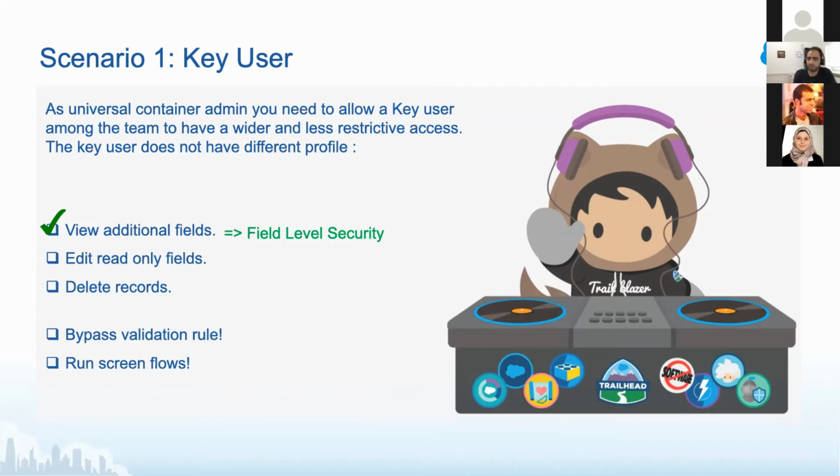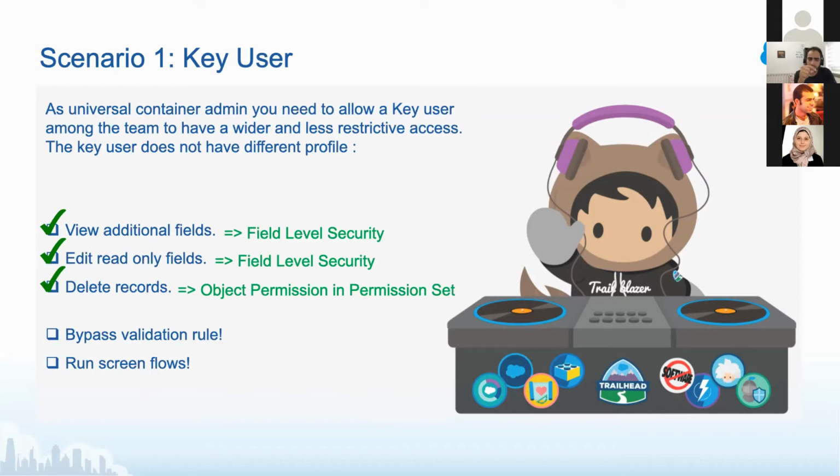What about editing read-only fields? We can have some read-only fields in the profile settings. However, we can grant that user a specific permission set to have edit access over these fields, and still this is possible via permission set. So far, so good. The same for deleting records. We can do that via the object permission, the CRUD operations that we just saw, via permission set.